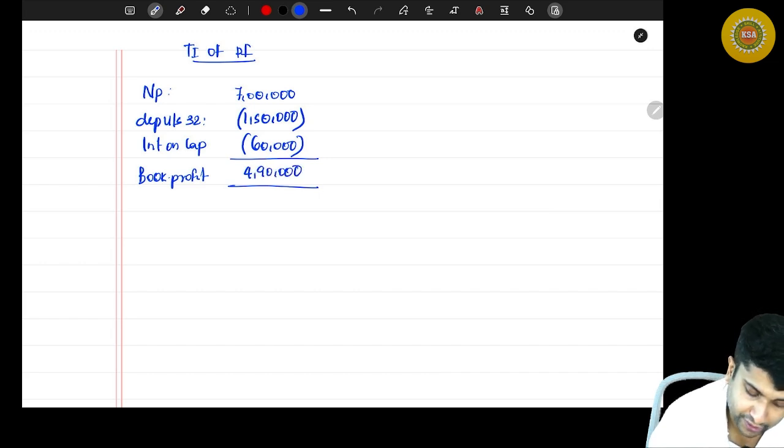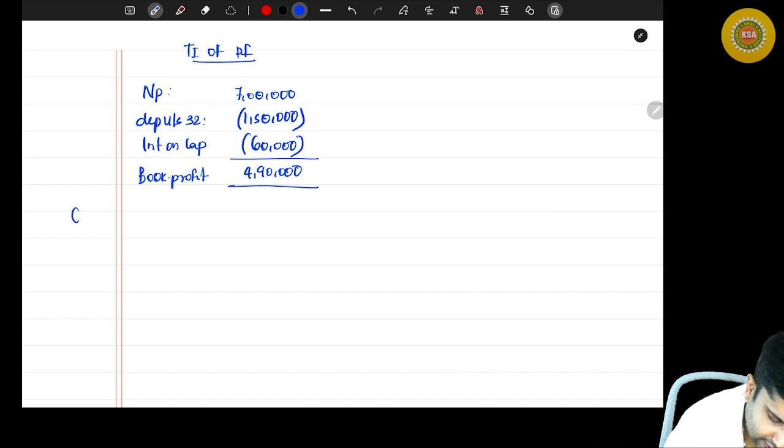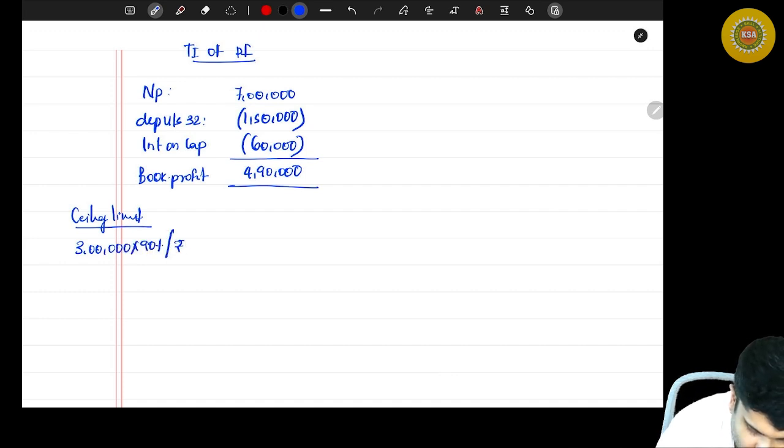4,90,000 is the book profit. Are you with me? Now, if 4,90,000 is the book profit, how do you compute the ceiling limit? Out of 4,90,000, you take 3 lakh first into 90% or rupees 1,50,000, whichever is higher. 90% of 3 lakh will be the higher here.